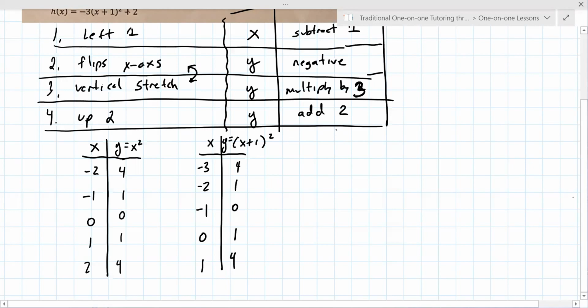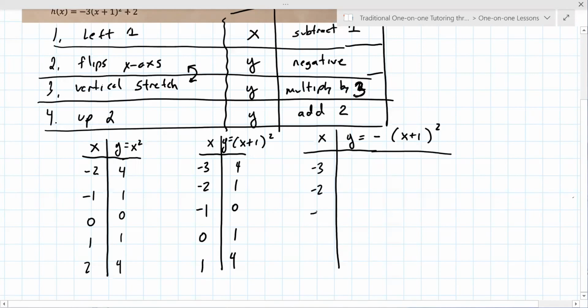Okay. So now for the next one, we're now doing y equals, and this is why I prefer to do the number first, because if we do them in the order you have here, we have to do negative (x plus 1) squared, which is fine. It's not wrong. It's just that there's a reason I present things the way I do. But all you're doing is taking the negative of the y values.